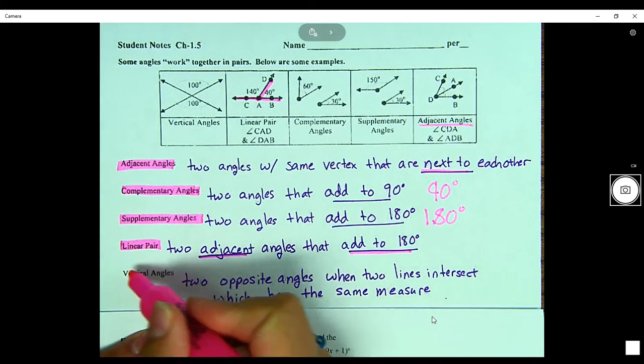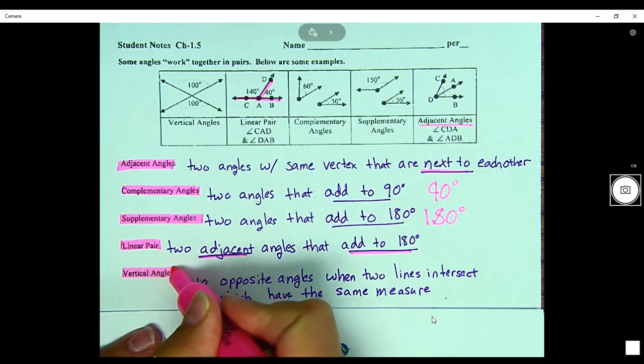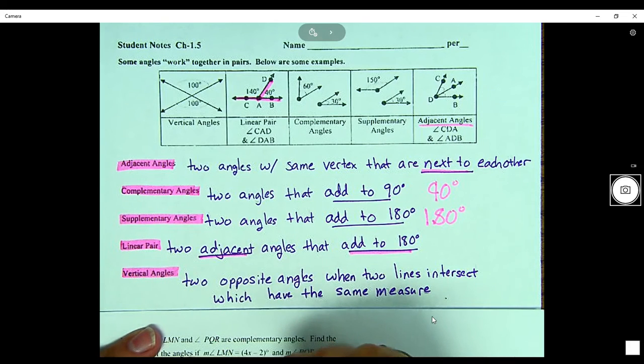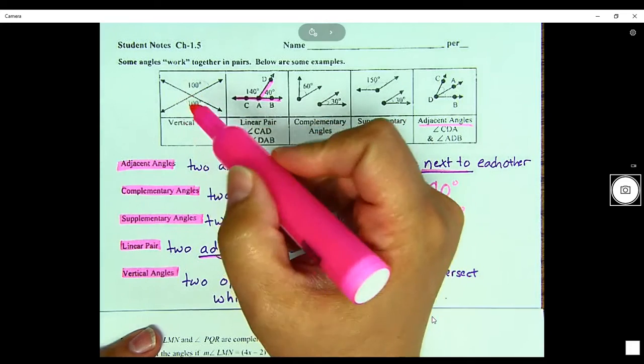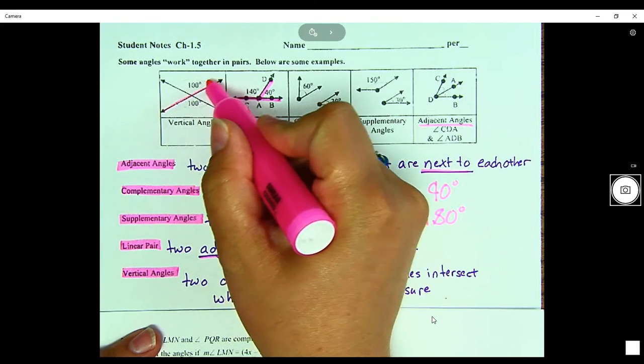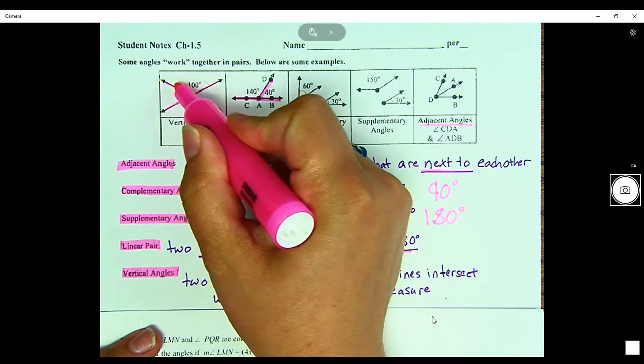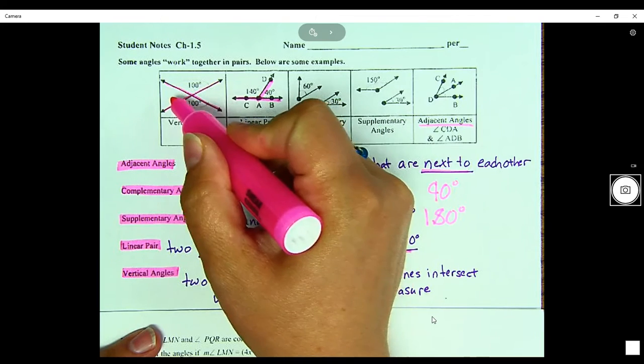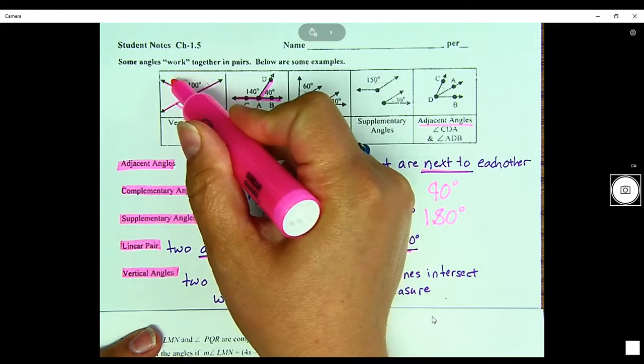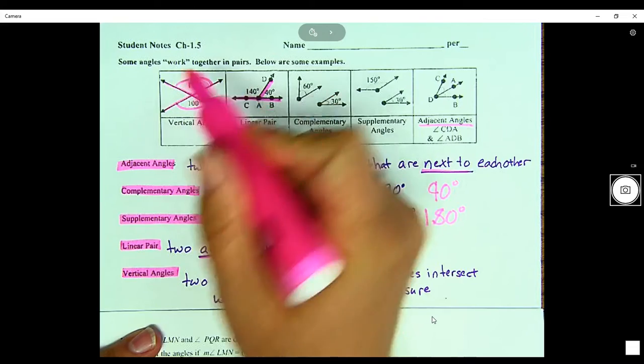Vertical angles are probably my favorite, but they're a little bit of a misnomer because they don't have to be vertical. They don't have to be up and down. They just have to be across from each other when two lines intersect. So look at this picture here. I've got two lines that intersect at one point. And what's happened is that on opposite sides of that intersection, I have two angles that are congruent.